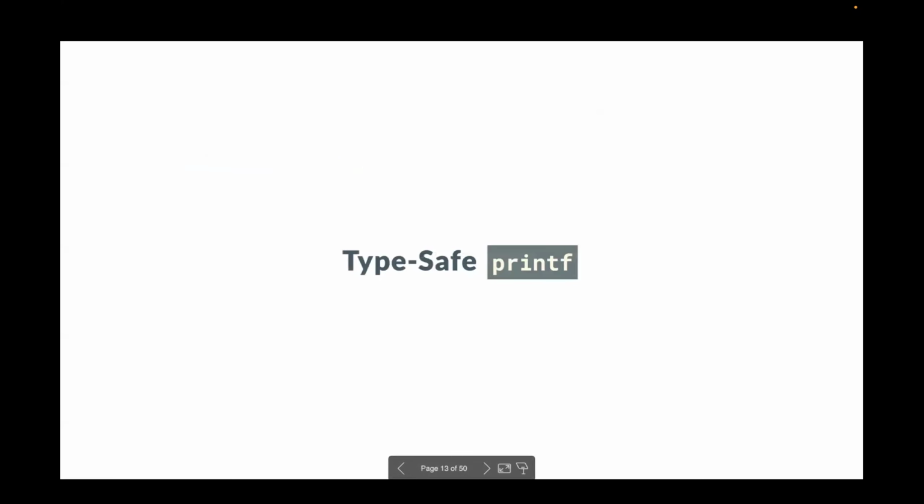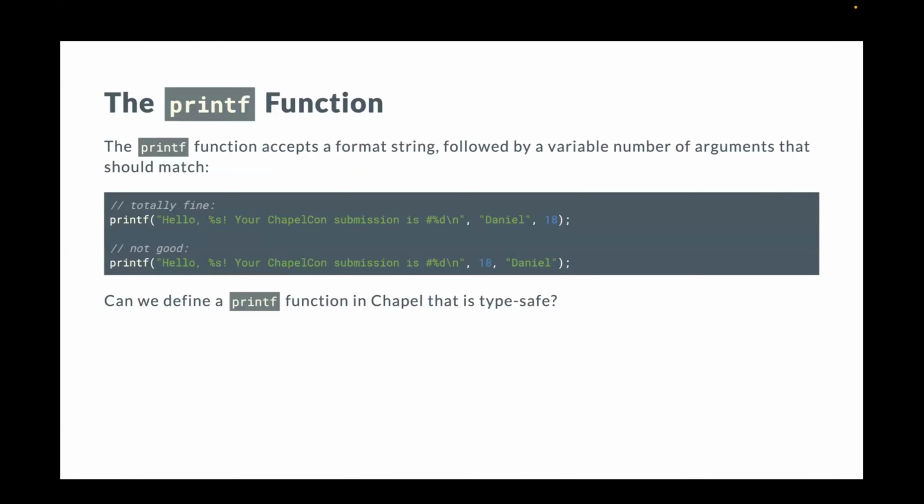And now let's move to the type safe printf. So you're probably familiar with printf, and it's a function that takes a string with some placeholders indicated by percent whatevers, like %s and %d, and then some arguments that are spliced in place of these placeholders. So here I have "hello %s, your ChapelCon submission is %d", and the string Daniel will be spliced in place of %s, and the number 18 will be spliced in place of %d.